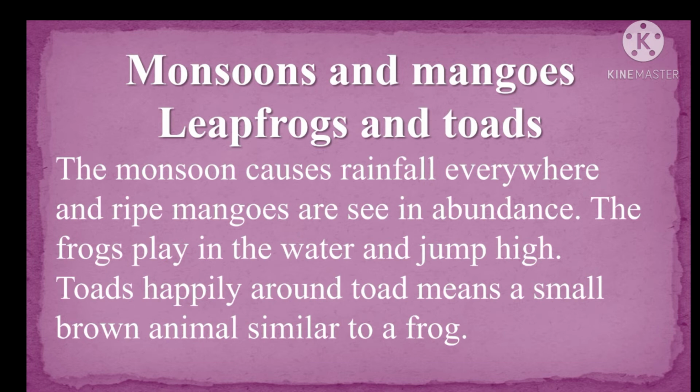The monsoon causes rainfall everywhere. We get rainfall during the monsoon season, and ripe mangoes are seen in abundance. So we can see ripe mangoes everywhere. Abundance means much or plenty. The frogs play in the water. Whenever summer goes and monsoon comes, leapfrogs play in the water. Toads hop happily around. Toads means a small brown animal similar to a frog.